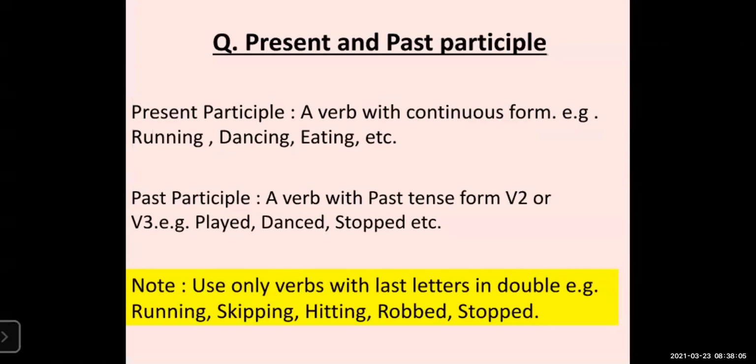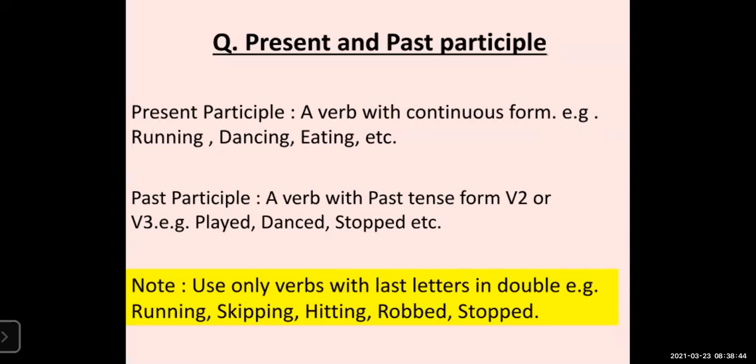And past participle means action is completed. A verb in the second form or third form, V2 or V3, is past participle. It is the past tense form of a verb. For example, I have written here played, danced, stopped, etc. In present participle examples, I have written running, dancing, eating, etc. I hope you have understood present participle means what and past participle means what.